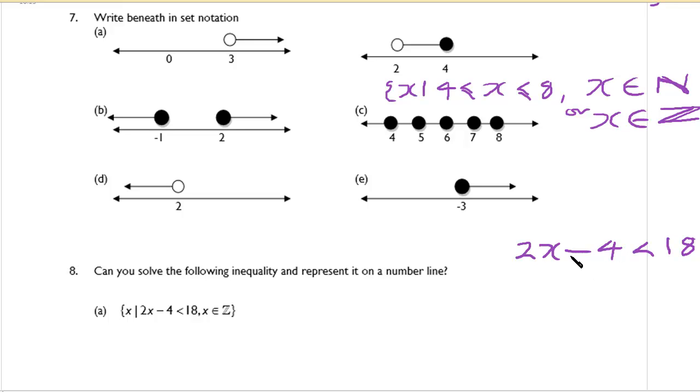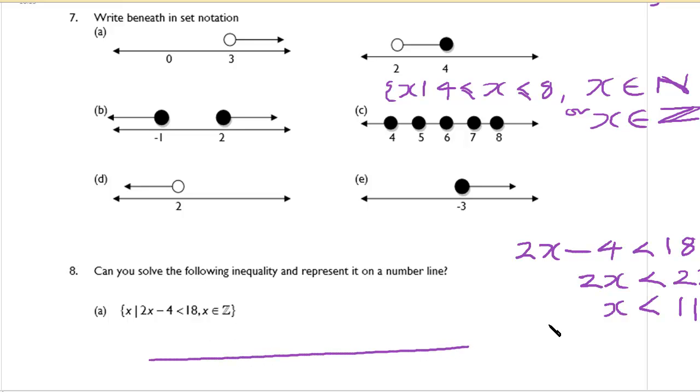So in this case, what's the first thing we do? We're going to get rid of this minus 4, so we get 2x, add 4 to that side, we get 2x, add 4 to this side, we get 22. Now divide by 2. Well, we're only dividing by a positive number, so no need to flip the sign. So we get 22 divided by 2, and we get x is less than 11. Now notice it's a member of the integers, so if we're going to draw this on our number line, we're not going to include 11. We're going to just include the numbers from 11 downwards.